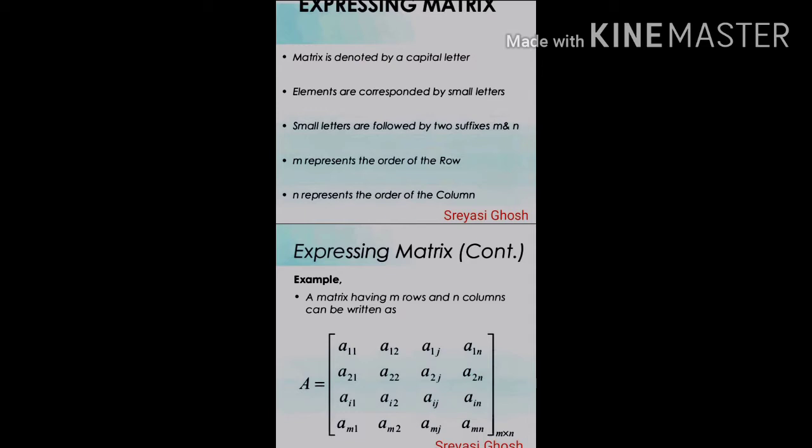So a matrix can be expressed in the form given below, as in m rows and n columns, and the matrix can be written in this form. That is, the first row will comprise a11, a12, a1j, a1n. The first column will be a11, a21, ai1, am1, and the last element being amn.